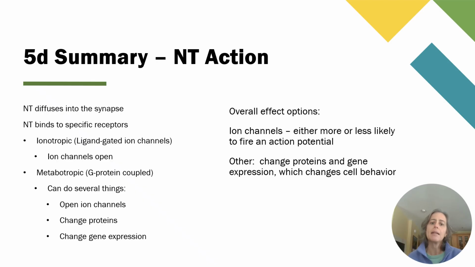But just keep in mind that overall, if you end up opening ion channels, then you're getting movements of ions, and so you're getting changes in membrane potential, which are going to be either EPSPs or IPSPs. If you are affecting a metabotropic receptor, however, you also have the other options of changing proteins and gene expression, which basically is changing the cell behavior in a way that's different from whether or not it's going to send an action potential. So this opens up a whole potential of lots of things that we can tell other cells to do, which is pretty cool.